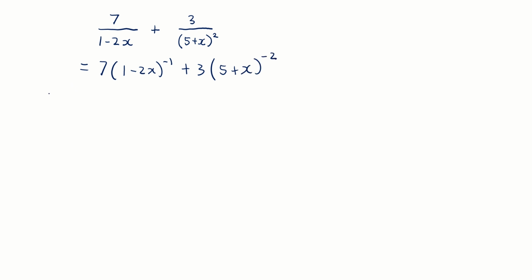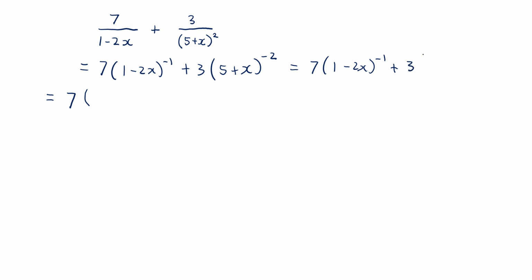Okay then, so let's get on with it. This is of course just the stuff we are used to seeing by now. So the first thing to bear in mind is that the 7 lots of 1 minus 2x to the power minus 1 can just be found straight up as it is, but the 5 plus x to the power minus 2 can't be, because we've got a 5 inside the expansion and we need a 1.